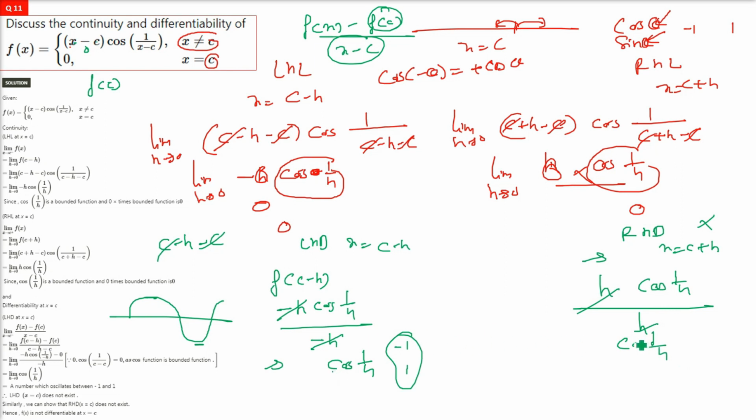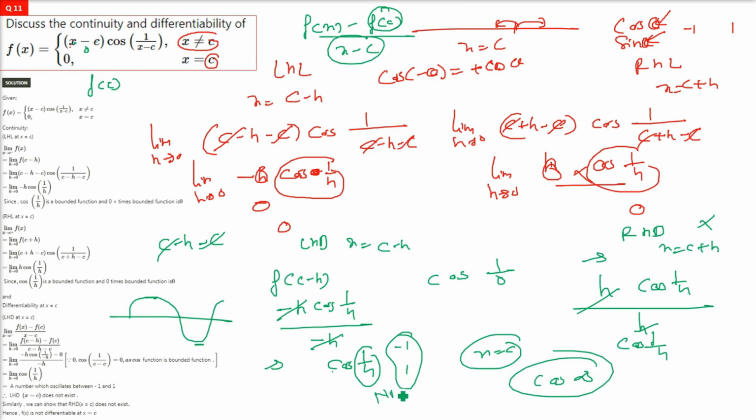So cos 1 by h, though the two sides are equal, they are not defined. In the limit, when we were computing or trying to find out the continuity, I said h is in front of that. Whatever cos 1 by h comes, h is 0, so everything will be 0. But here it is only cos 1 by h, so it is not defined. Cos 1 by 0, how can you contemplate or define it? Both the sides are not defined. So f(x) is not differentiable at x equals c. That is your final verdict of this question.